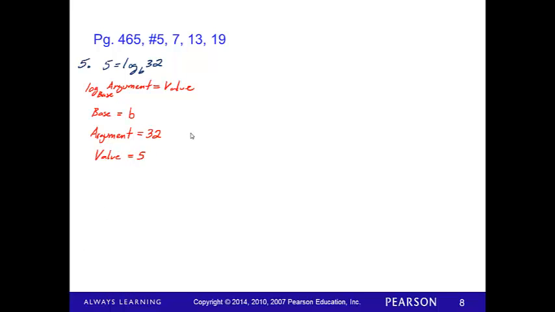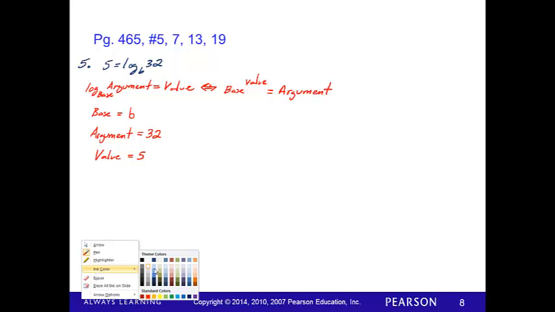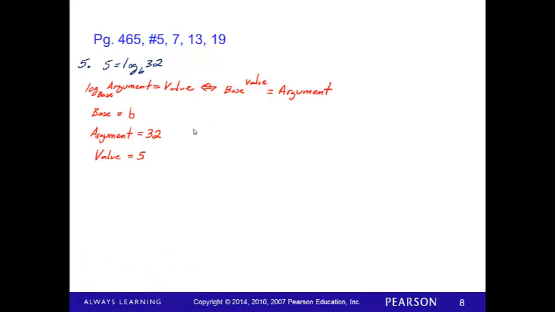So now we're going to write the equivalent exponential form, and the equivalent exponential form is base raised to the value equals the argument. Base raised to the value equals the argument. So in this case, we're going to have b raised to the 5th power equals 32.